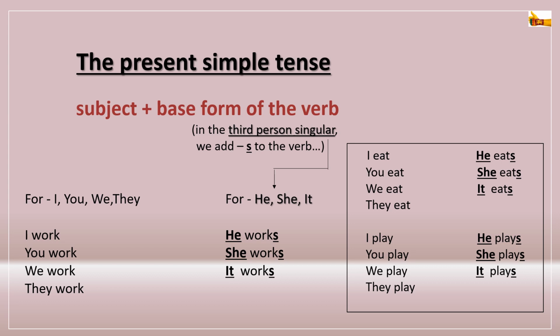I have to say, this always catches most students out when they are relatively new to learning English. So, for I, you, we and they, it's I work, you work, we work, they work. But for he, she and it, it is she works, he works, it works. I eat, you eat, we eat, they eat, he eats, she eats, it eats. I play, you play, we play, they play, he plays, she plays, it plays.